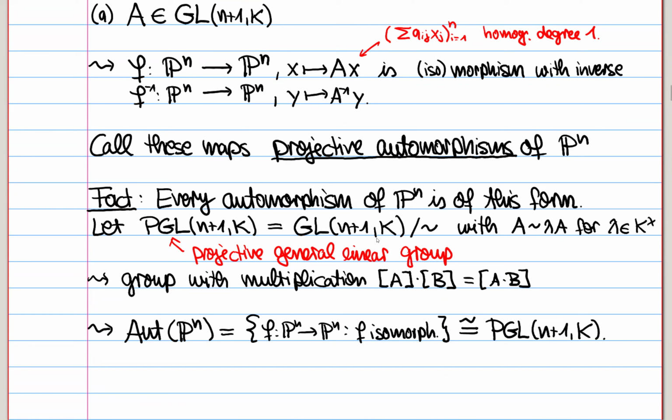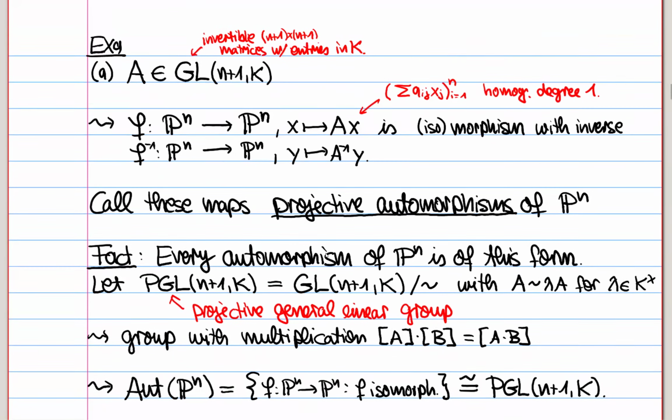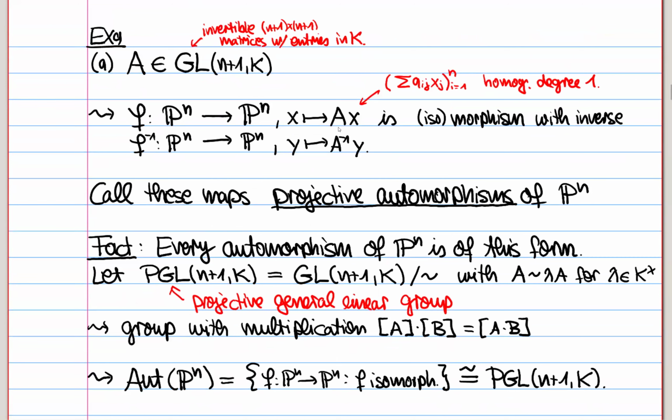So we had A is inside this GL n+1 k. But we noticed something with this recipe. Let's say A was, for example, just a matrix which is a multiple of the identity matrix, just lambda, lambda, lambda, lambda, and so on. Then you see A times X is just lambda times X, which is just the same thing as X itself. And so somehow for this scalar matrix, we would get the map X maps to X inside Pn. And so this would be the identity matrix.